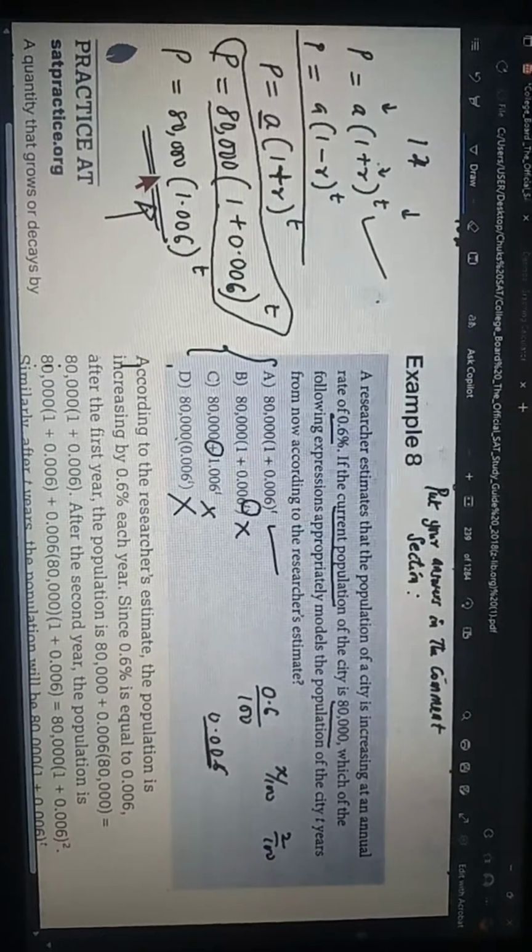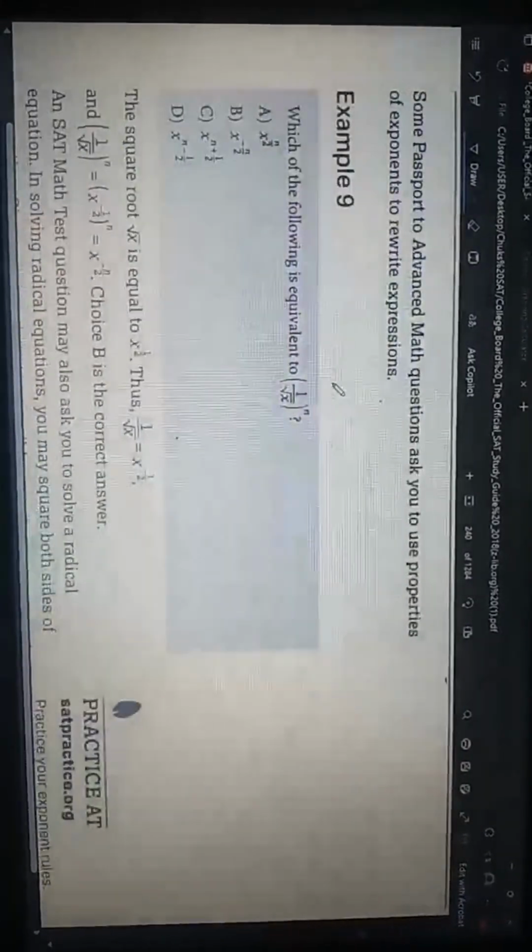So guys, we are moving on to the next question, and we are done with example 8. So let's see what example 9 is. Here we have another question to solve, and this one is example 9.